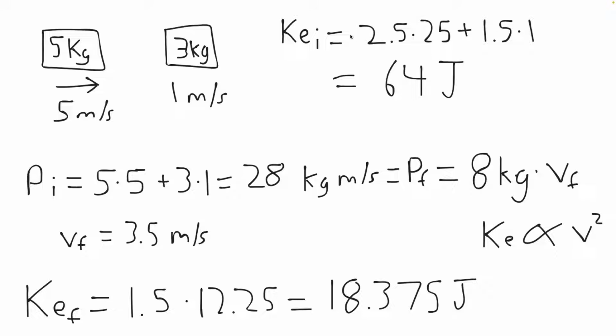The initial kinetic energy is just 1/2 mv squared for both the objects, which is 64 joules. So the final momentum is equal to 8 kilograms, because we're assuming a perfectly inelastic collision, so the masses combine, 8 kilograms times the final velocity. The final velocity is equal to 3.5 meters per second. So the final kinetic energy equals this. And as you can see, it's clearly less than the initial kinetic energy in an inelastic collision.